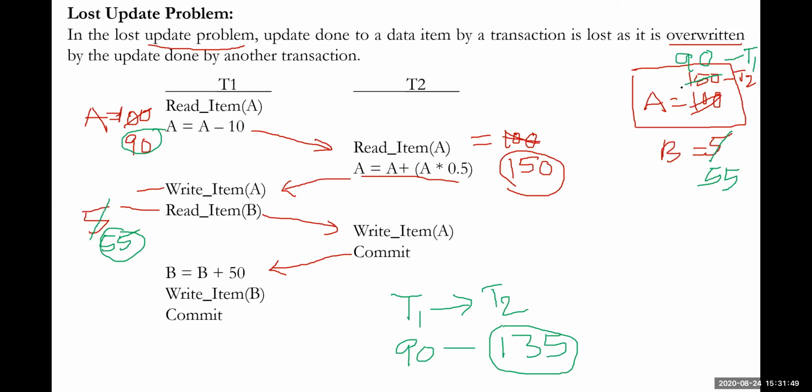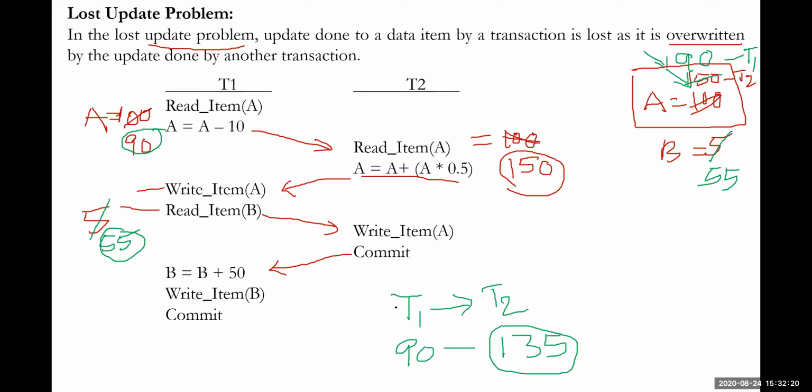But you could see, transaction T2 has been updated with 150. That has been overwritten by transaction T1, which is 90. Both values are inconsistent values. So this last update will always be overwritten. One transaction's update will be overwritten by another transaction. Such kind of problem is called the lost update problem.